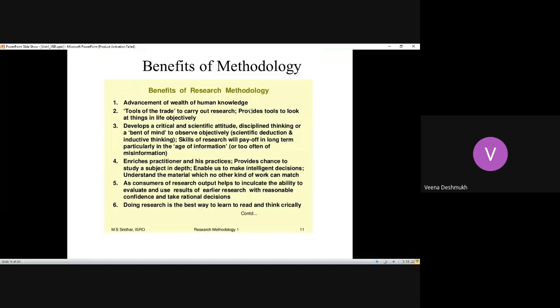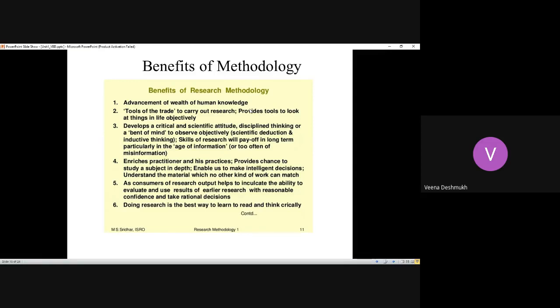Now, what are the benefits of this methodology? When I say methodology is a study of methods, naturally, when you study several methods, several techniques, several tools, and several ways of collecting data, definitely you are going to acquire a lot of knowledge by that. Which one you are going to apply, which method you are going to adapt, is a different thing. But here you are going to have a lot of accumulation of knowledge. So the first point is advancement of wealth of human knowledge.